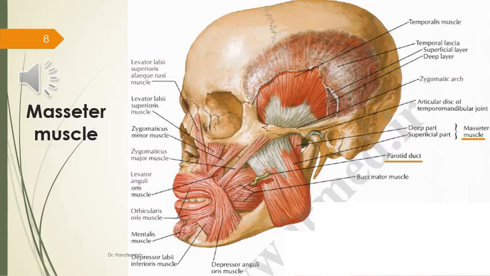There is a masseteric fascia here that lies on the outer surface of masseter and is a continuation of the parotid fascia. Masseteric fascia and parotid fascia are deep fascia of the face. The masseteric nerve is a branch of the mandibular division of the trigeminal nerve, cranial nerve 5.